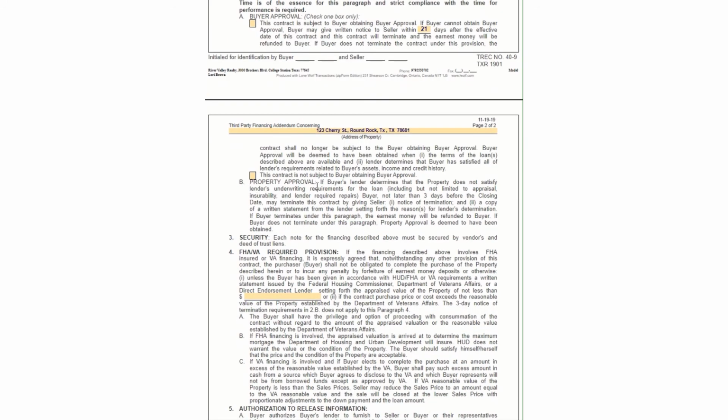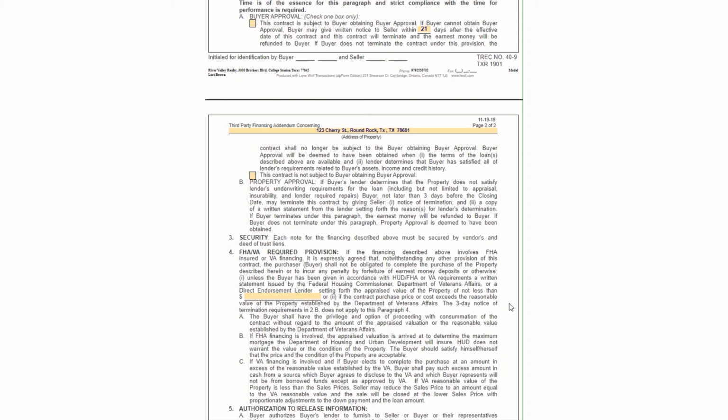And then B, property approval. This is basically related to the appraisal. If the buyer's lender determines that the property does not satisfy the lender's underwriting requirements for the loan, including but not limited to appraisal, which is the estimate of value that the appraiser is going to provide, insurability, and lender required repairs. So insurability has to do with whether or not the property meets the physical conditions that renders it insurable.